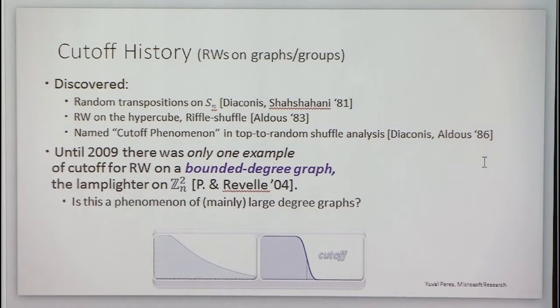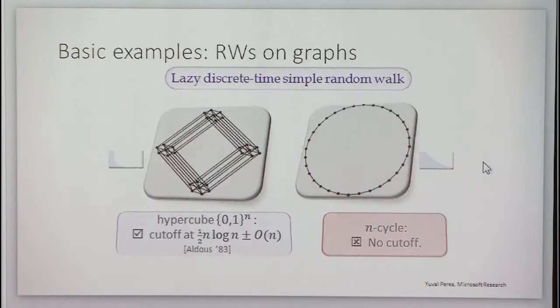All this will come. So these are the two examples. This is the canonical example of cutoff. You have a hypercube. Half n log n is the mixing time with a lower order correction. Here is the canonical example of non-cutoff, namely a cycle.